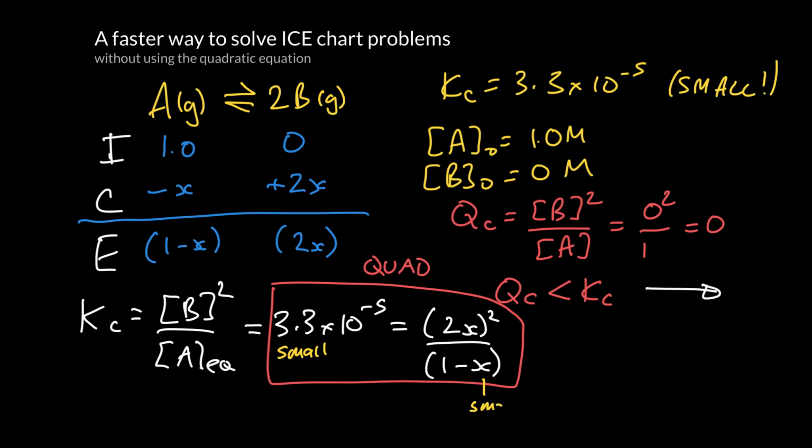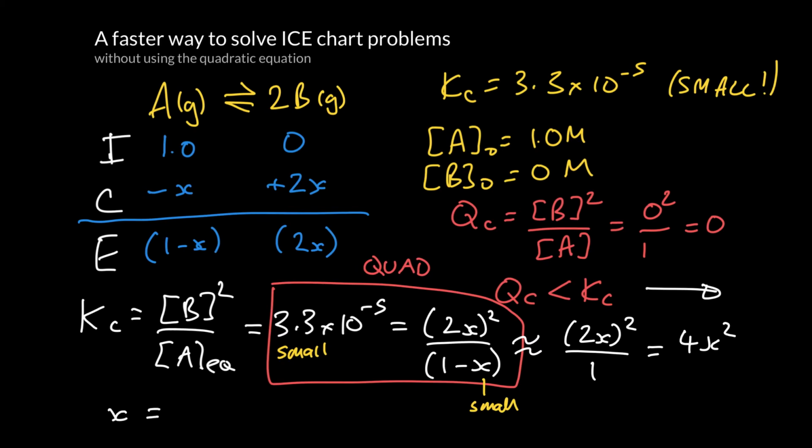If x is small, then instead of writing it like this, we can say it's equal to 2x squared over 1. We are subtracting away a small number from a large number, so essentially we're just left with the large number. Now you can't throw away the x on the top, otherwise it wouldn't make sense. Why is this much easier? Well, if you're solving for x, this is going to be a piece of cake because all we've got to do is divide both sides by 4 and take the square root.